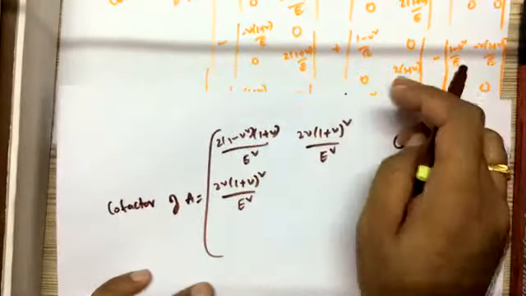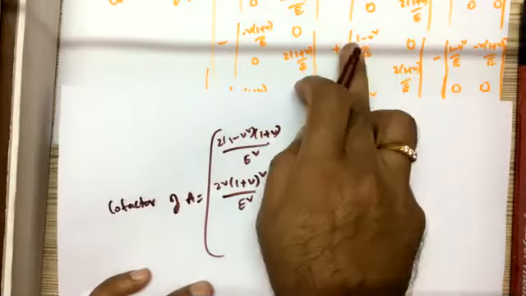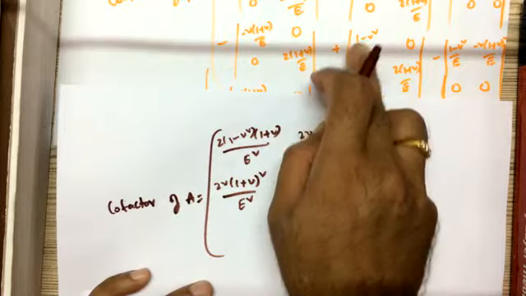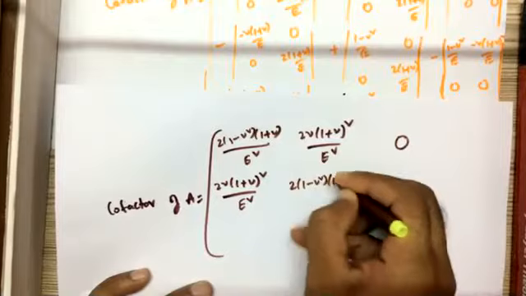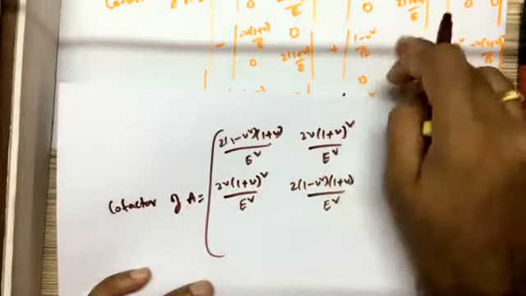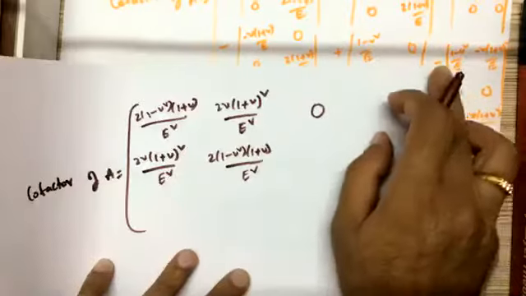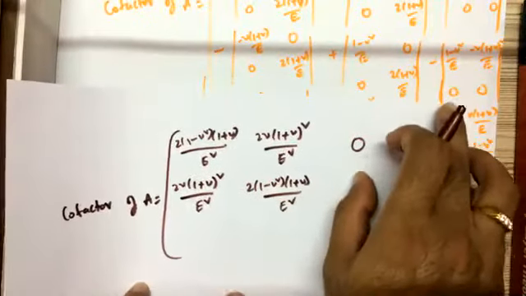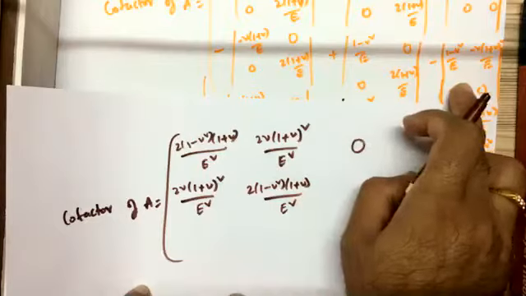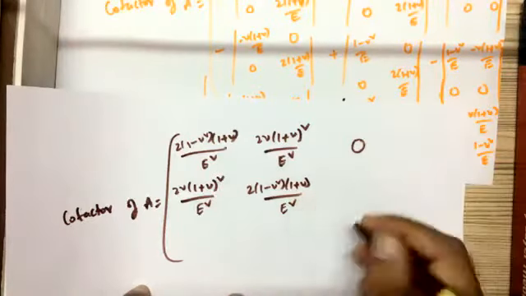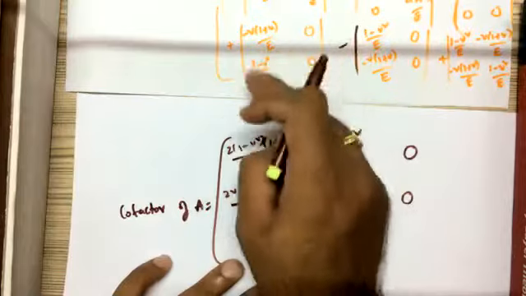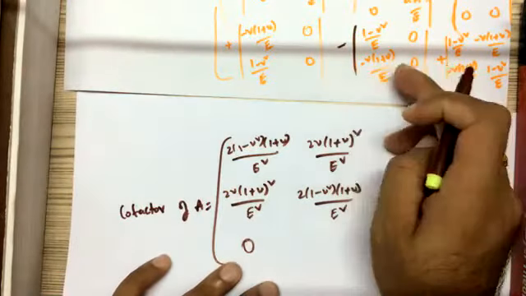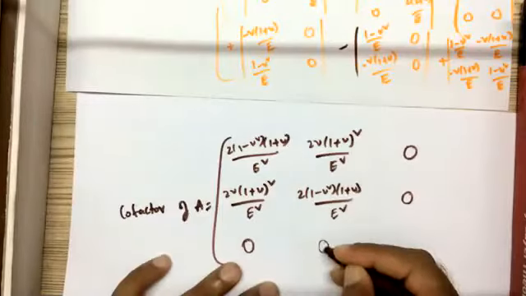Next, what is the det of this? 1 minus nu square by E, AD. 1 minus nu square by E into 2 into 1 plus nu by E. You will get 2 into 1 minus nu square into 1 plus nu divided by E square, minus 0 into 0 is 0. You have minus here. But what is the det of this? AD, 0 into something is 0, minus BC, 0 into something is 0. So 0. Similarly here, AD minus BC, 0 minus 0, 0. Similarly here, AD minus BC, 0 minus 0.